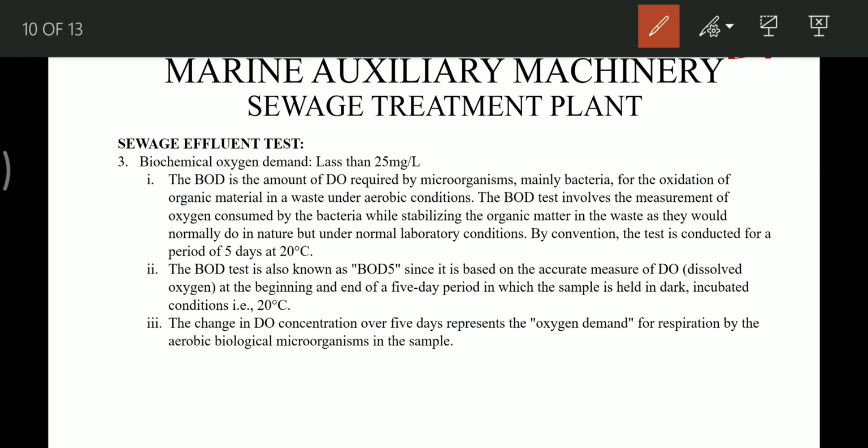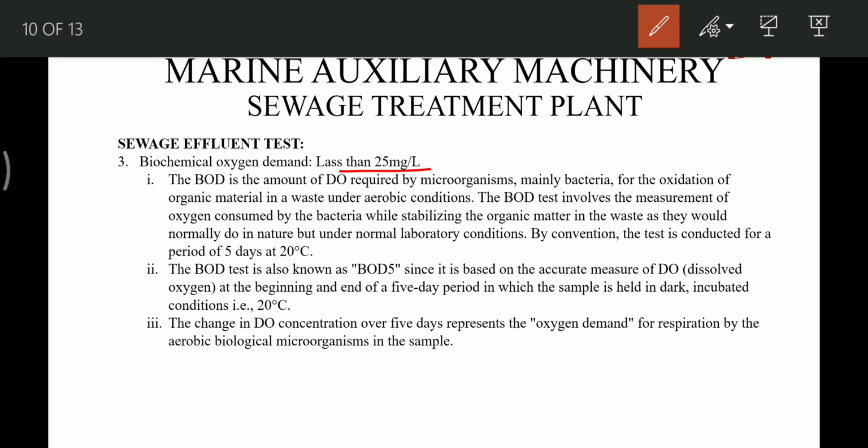Now third is the biochemical oxygen demand. Its value is to be less than 25 mg per liter. The biochemical oxygen demand is the amount of dissolved oxygen required by the organisms, mainly the bacteria, for the oxidation of organic matter in a waste under aerobic conditions. The biochemical oxygen demand test involves the measurement of oxygen consumed by the bacteria while stabilizing the organic matter in the waste, as they would normally do in nature but under lab conditions.